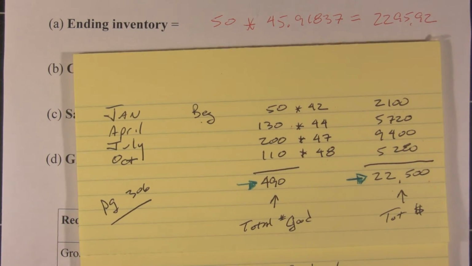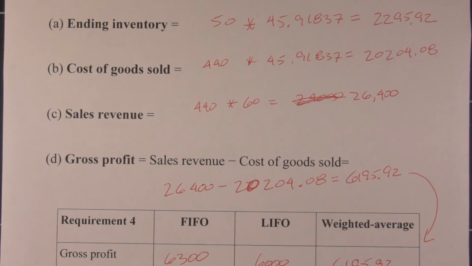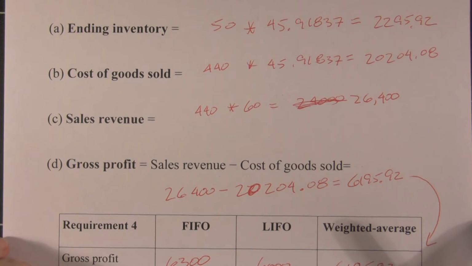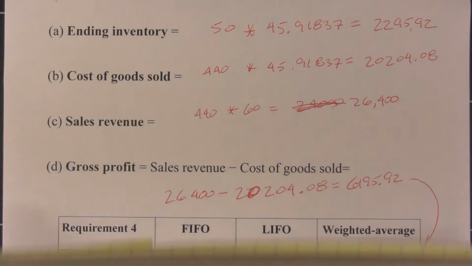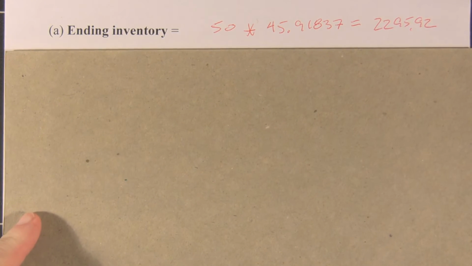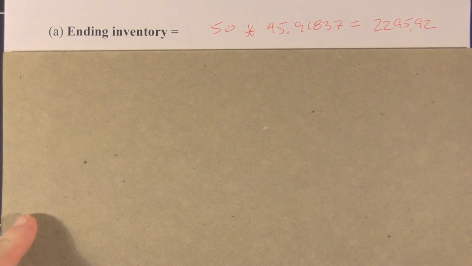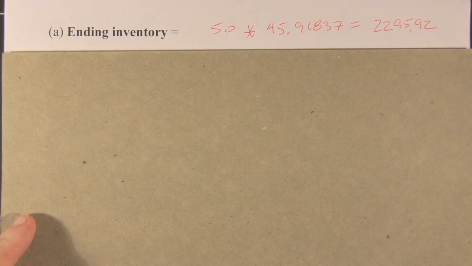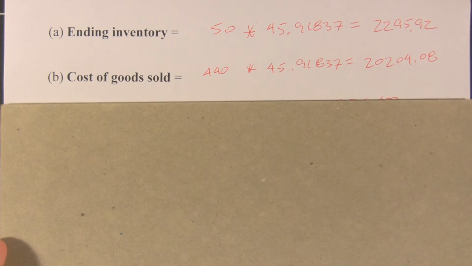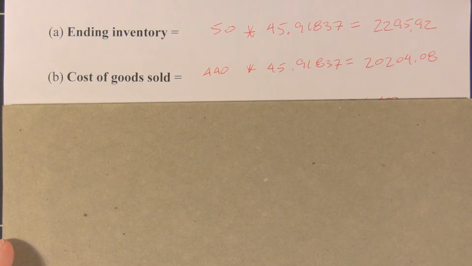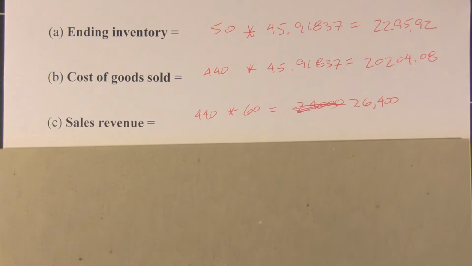There's our 50 good units in ending inventory. So our ending inventory is those 50 units at 45.91837. That's how much is the dollar value of our ending inventory. Every unit we sold cost us $45.91837. We sold 440 of them.